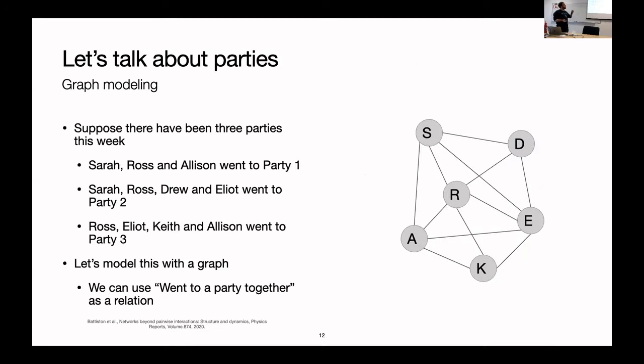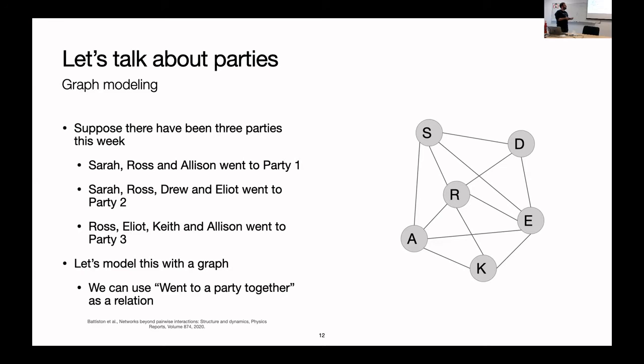So let's give this example of parties and try to model this group interaction with a standard graph. So basically what we do without this new notion of hierarchical networks, or networks beyond pairwise interaction. Suppose we had 3 parties this week. The first party involved Sarah, Ross, and Ellison. The second party involved Sarah, Ross, Drew, and Elliot. The third party involved Ross, Elliot, Keith, and Ellison. And let's try to model this with a graph.